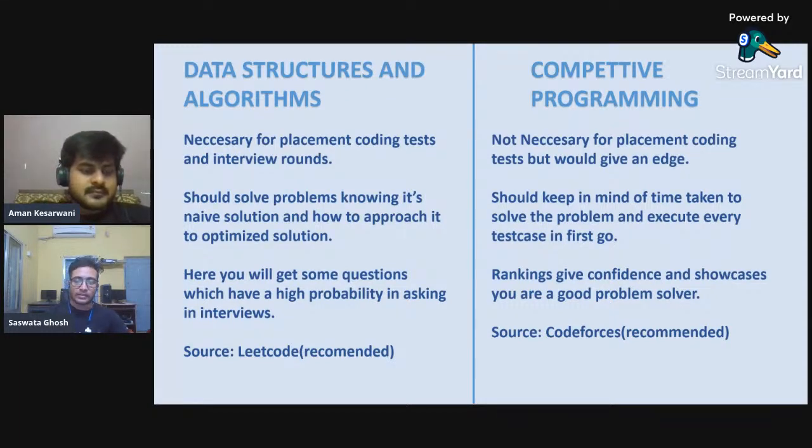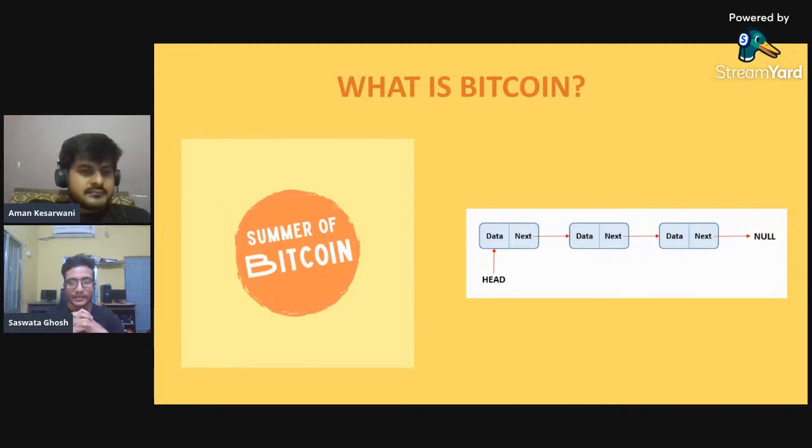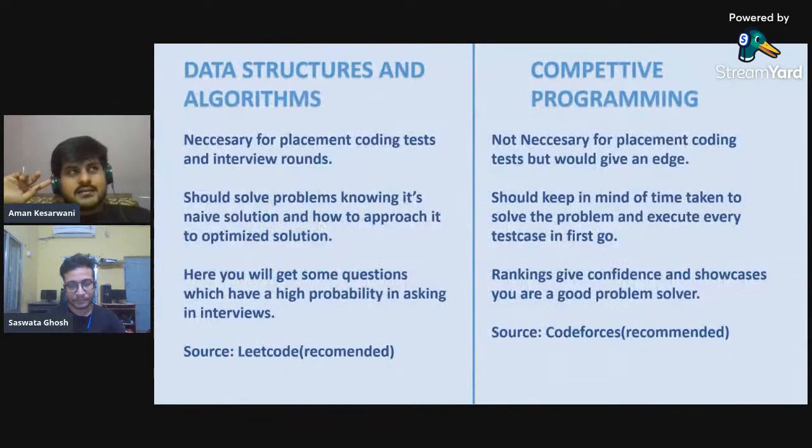Okay, so let's come to the next part. This is done with the placement part. Wait. Okay, so Shashwat, on the previous slide, can you give some practical or live example of how data structures and competitive programming are different?